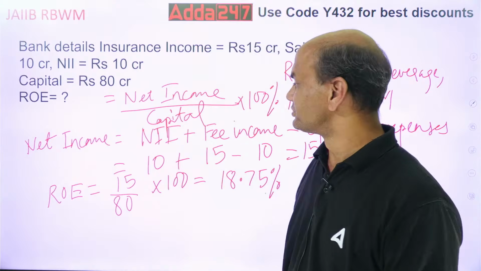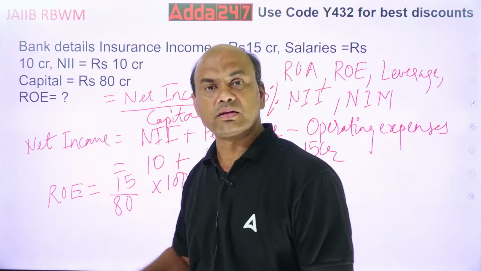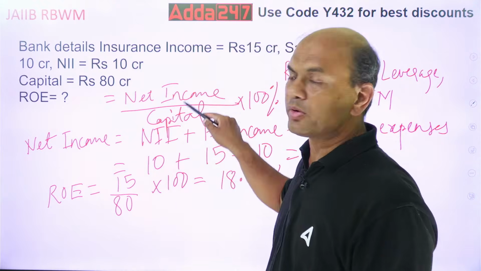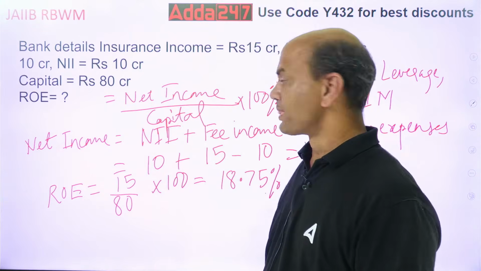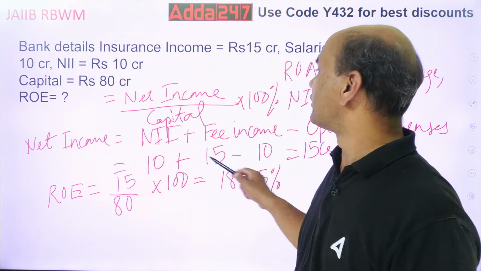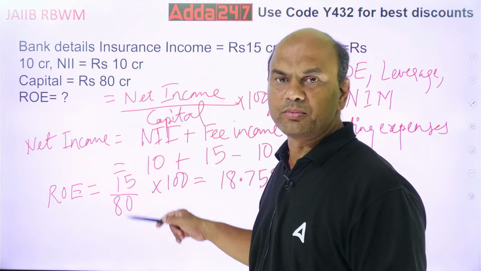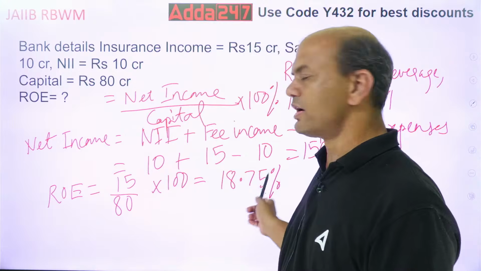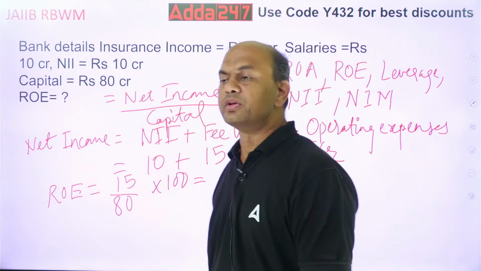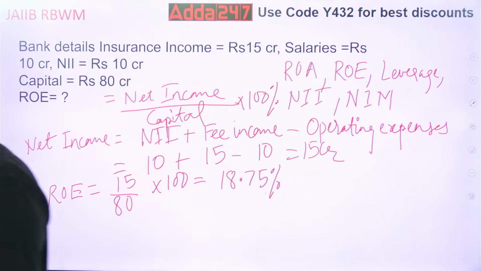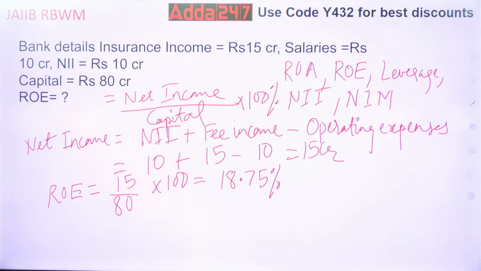Got it? So what is ROE then? ROE equals net income upon capital. So net income is 15 crores upon capital is 80 crores. 15 upon 80 into 100. So the answer comes to 18 point something. 18.75. Okay? 18.75. Everyone got it?